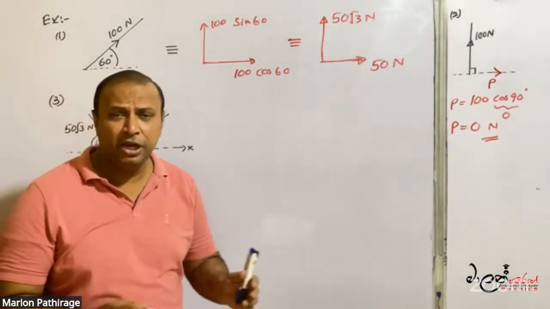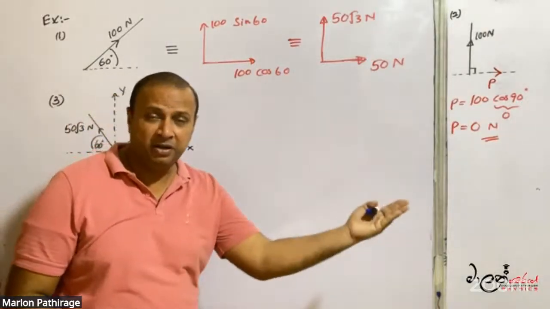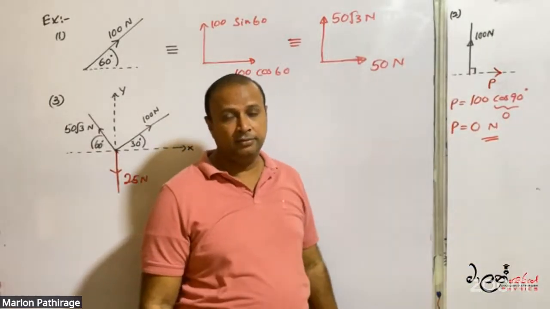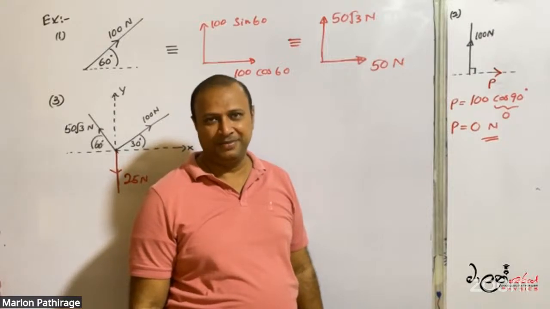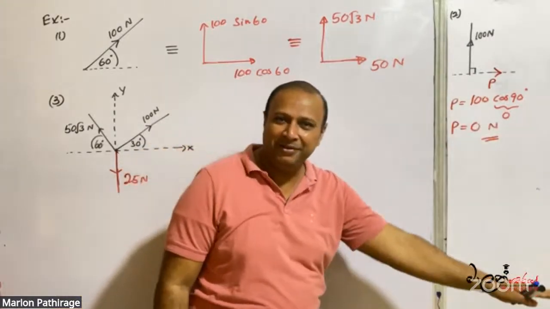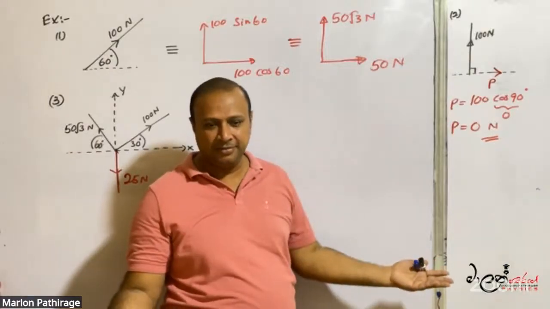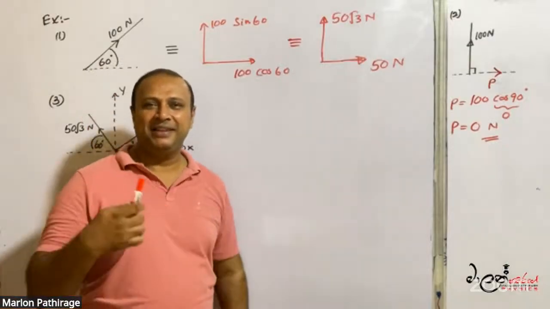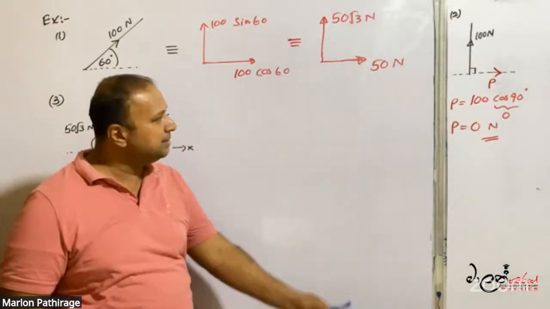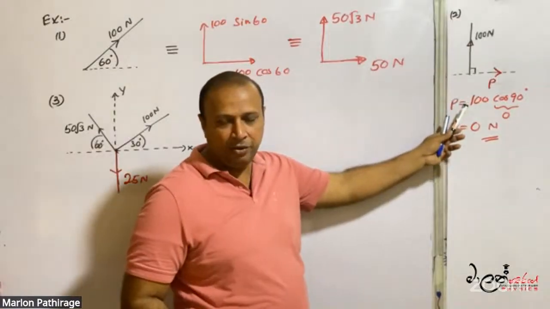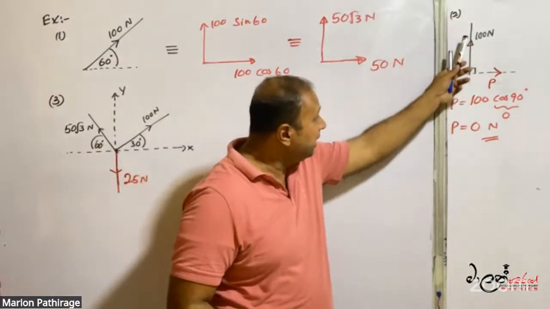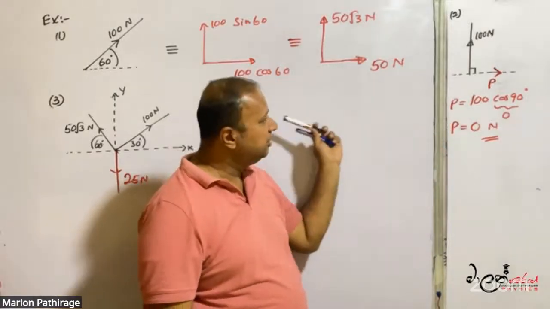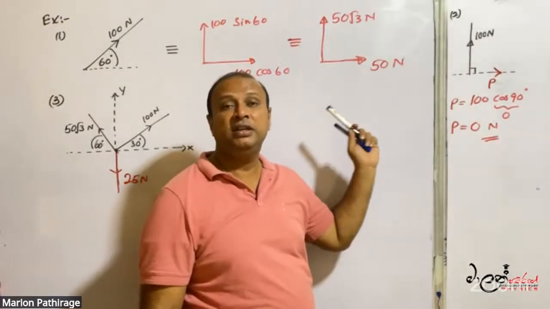That means if you want to resolve a vector into a perpendicular direction, you cannot do it. If you resolve a vector into a perpendicular direction, then the resolved component will be 0. What is the meaning of this? That means this vector will not affect that vector. That vector does not affect the perpendicular direction.